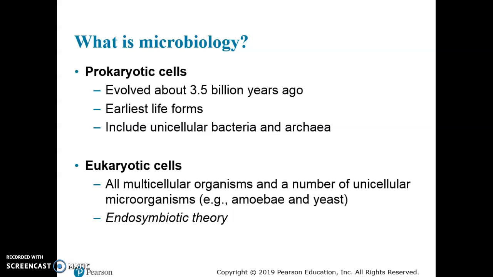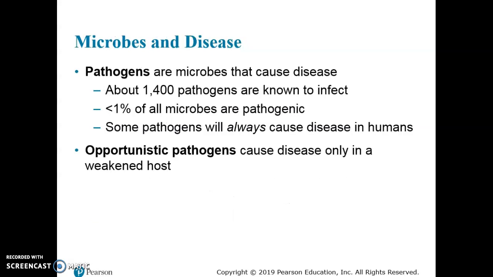So, endosymbiotic theory, not necessarily the nucleus, the mitochondria. The mitochondria are important for energy production and are referred to as the powerhouse. Prokaryotic cells do not have mitochondria. Eukaryotic cells do, so that's another difference between those two groups. And endosymbiotic theory is how eukaryotic cells developed mitochondria.